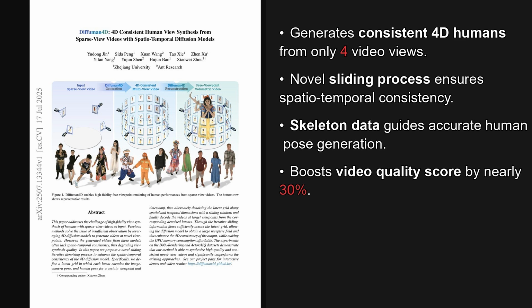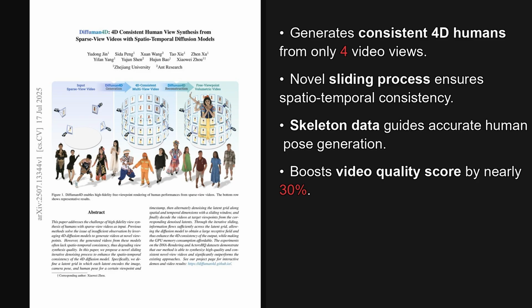I'm Alex, and today we're looking at a paper from the Hugging Face trending list, published on July 17, 2025, about 3 days ago. This paper tackles creating high-quality 4D human videos from just a few camera views, achieving a peak signal-to-noise ratio, which is a key measure of video quality, of 27.875.